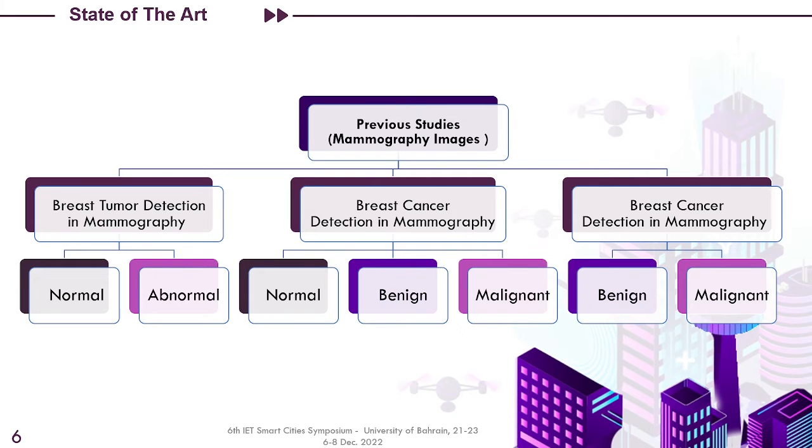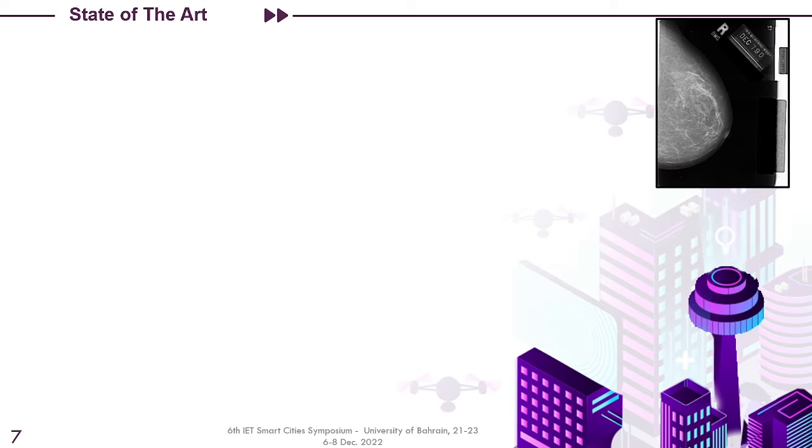First, breast tumor identification, which classifies mammogram images as either normal or abnormal, and it is a binary process. Second, breast cancer detection, which is accomplished by classifying normal, benign, and malignant mammograms, is a multi-class process. And finally, breast cancer detection as well, which is also a binary classification, but just for tumor cases. So the classes are benign and malignant, which is out of our topic today.